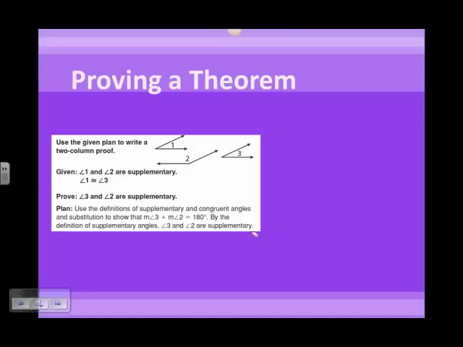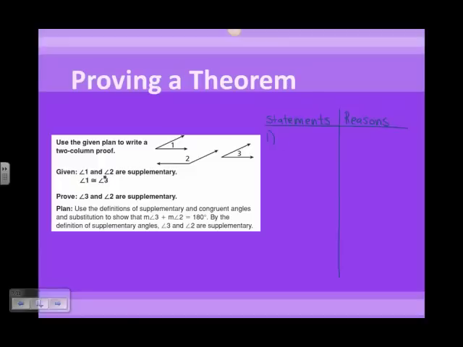And we are given a plan here as to the type of logical argument that we're going to use. We're going to use the definition of supplementary and congruent angles in substitution to show that angles 2 and 3 add up to 180, and then use the definition of supplementary to say that 2 and 3 are supplementary. So to get started here, I'm going to start off by making my two columns. And in the first column, we always have our statements. And then in the second column, our reasons or our justifications.